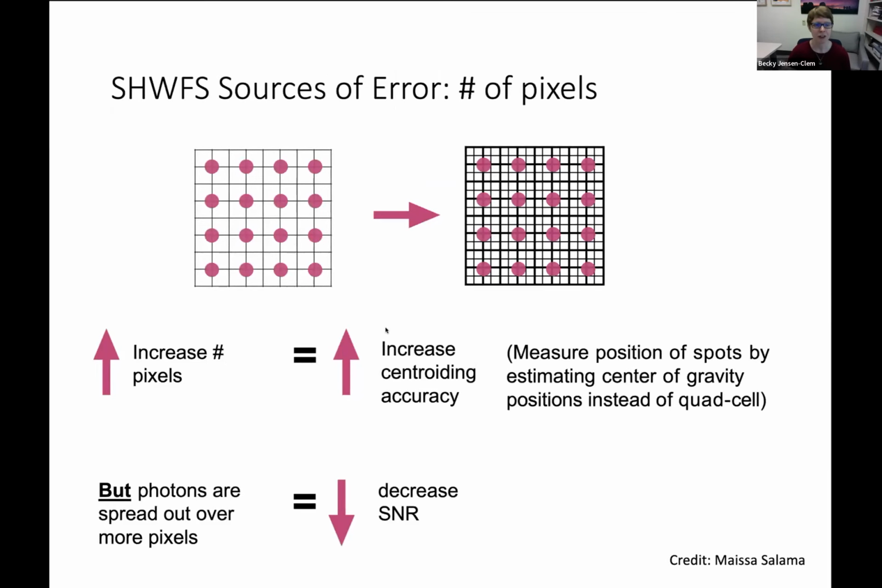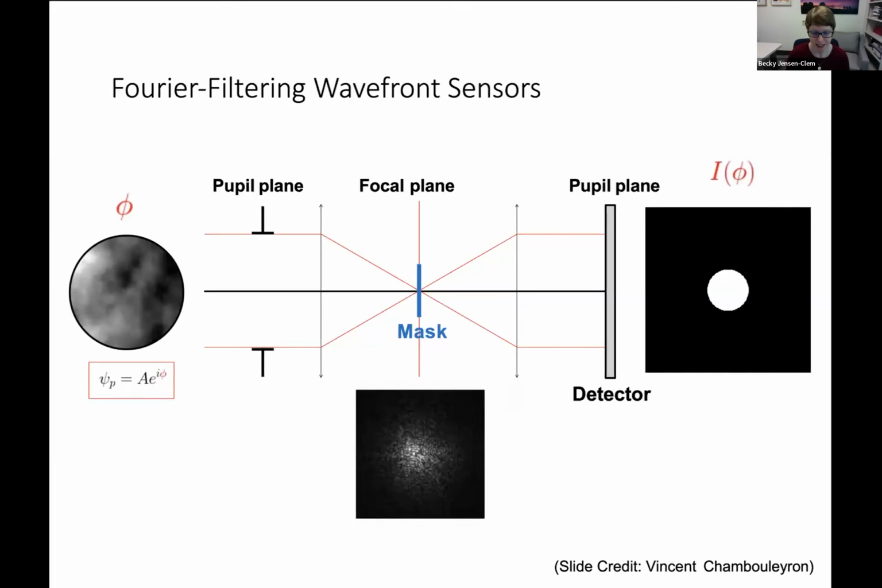Now we can also consider the effect of the number of pixels. I could say, instead of having 4 pixels per wavefront sensor spot, now I'm going to have a 4 by 4 pixel grid. If I increase my number of pixels, then I also increase the centroiding accuracy. But again, my photons are more spread out, and so that's going to hurt my signal to noise.